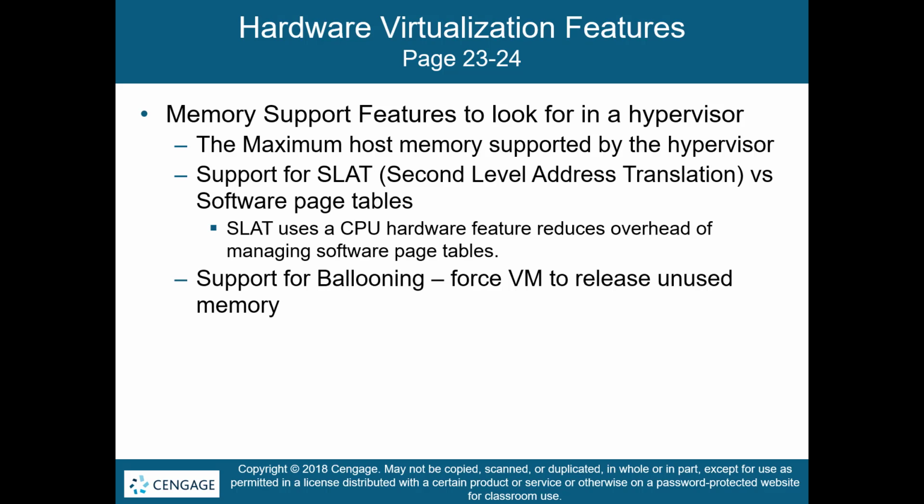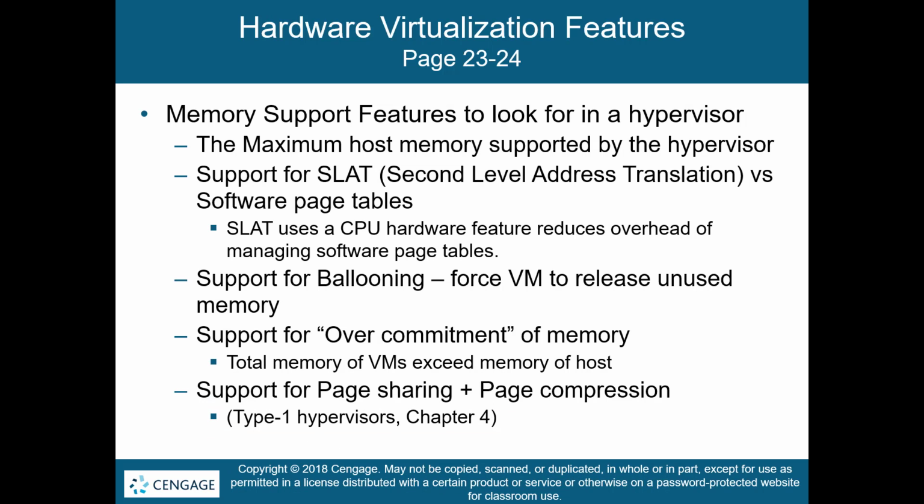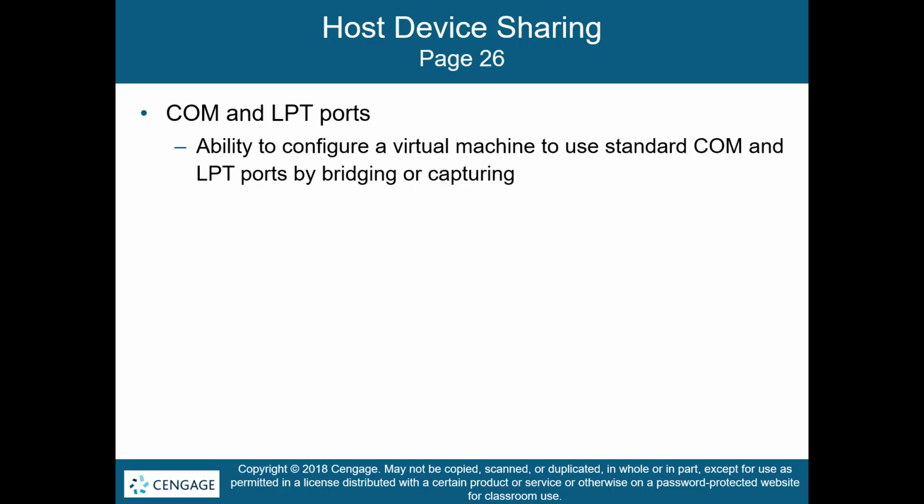Another support feature is ballooning. Ballooning forces a virtual machine to release unused memory. And then there's support for overcommitment of memory. In other words, if your hypervisor supports overcommitment, then the total amount of memory of your VMs is allowed to exceed the memory of the host. And in many cases, this is not a problem, since each virtual machine will not be using all of its memory. And then, especially in type 1 hypervisors, look for page sharing and page compression. These can make quite a bit of difference in performance as well as memory utilization.